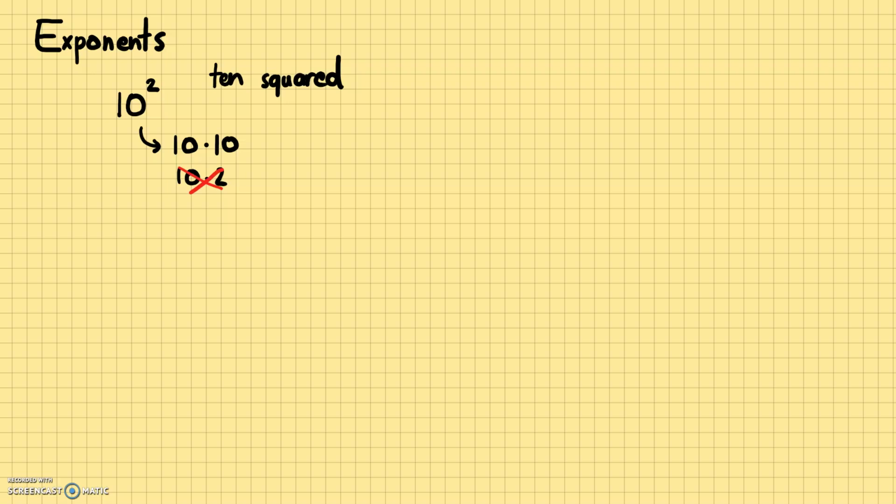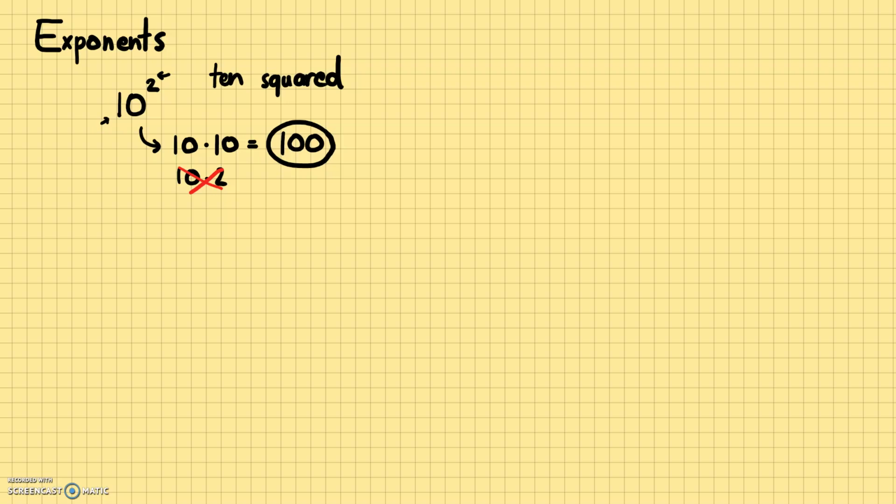So remember, this small number here on the top tells you how many times this number is being multiplied. Okay, so this 10 is being multiplied 2 times, so the answer would be 100, not 20. Okay, and you can actually extend this for any other numbers. And you can multiply more than 2 of the same numbers.